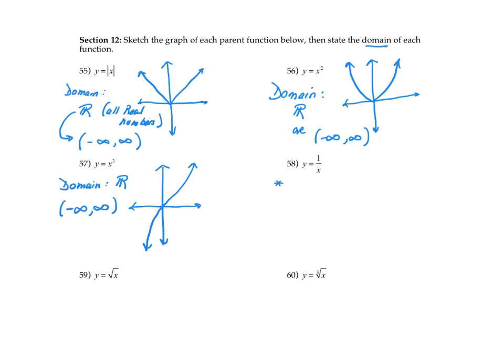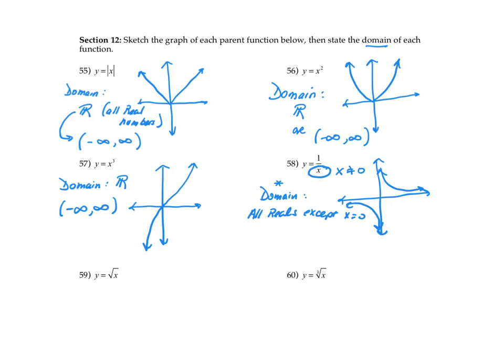Number 58 is a little different, so put a little asterisk there because the domain finally will not just be all real numbers. This is an inverse function, and when we graph it, we get two pieces, right, two curves. This function is undefined when x is equal to 0, so we would say x is not equal to 0. So the domain for this one, you could say it's all reals except x equals 0, okay?